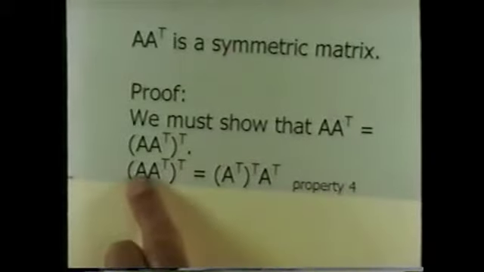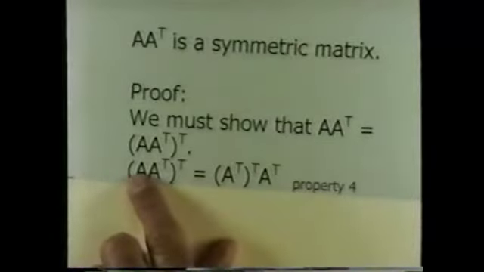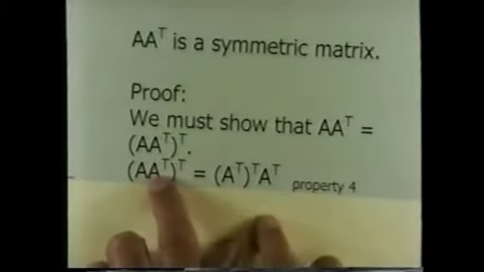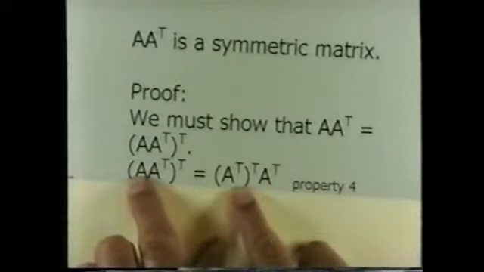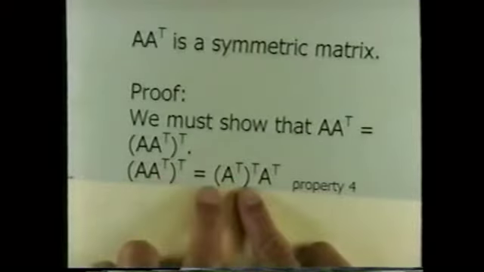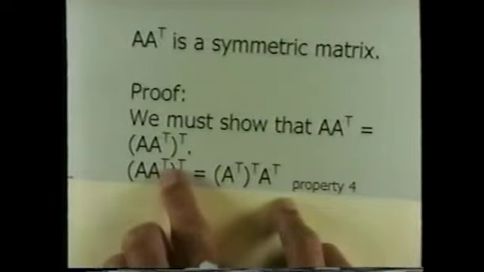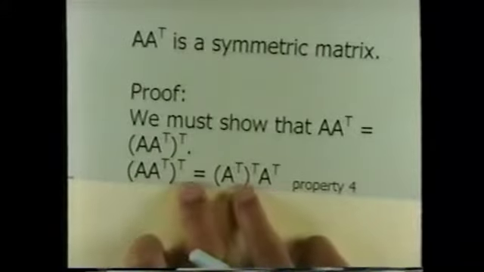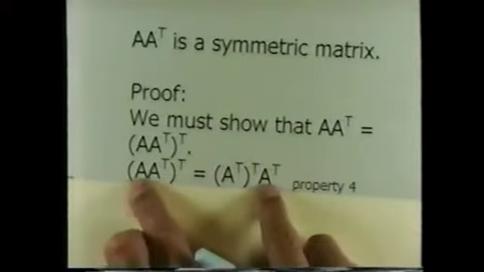We know that the transpose of A times A transpose is equal to, now we see we had to switch the order here, so it's going to be A transpose transpose times A transpose. That's the one I proved for you. A times B transpose is equal to B transpose A transpose. So your B is kind of like A transpose. So it'll be A transpose transpose times A transpose.